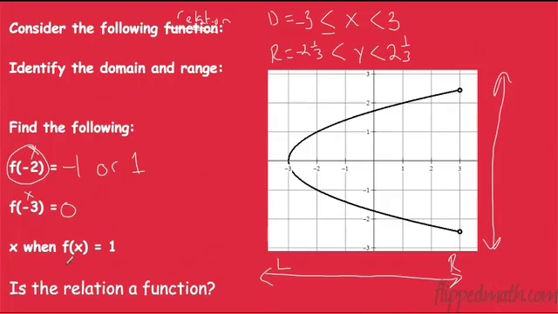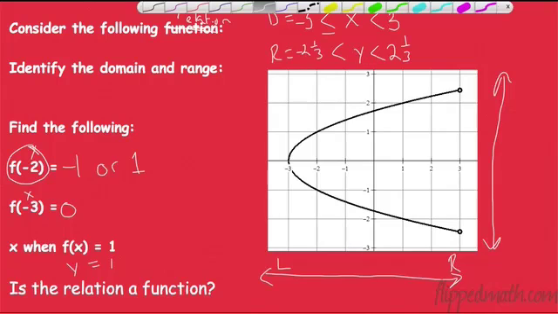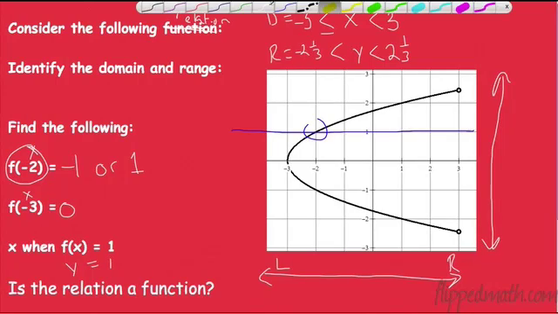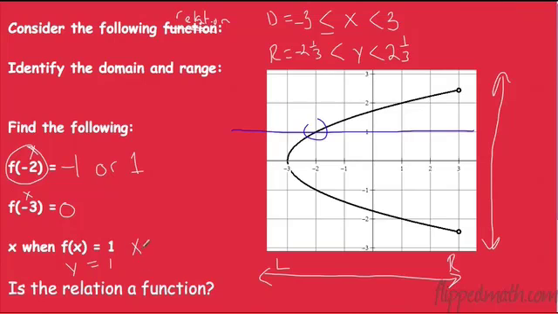Now this is asking the opposite. This is asking like y equals 1. So if you think about this, here's y equals 1, the line y equals 1. And where does that touch the graph? Right here. All right, and what's that value? Y equals 1 is at negative 2. So x equals negative 2. All right? And last question, is the relation a function? Well, if you check right here, there's a vertical line and it hits in 2 places, so no, this is not a function. Not at all.